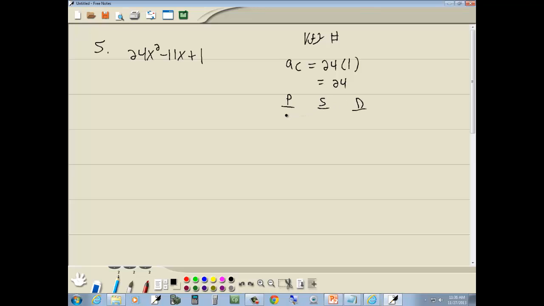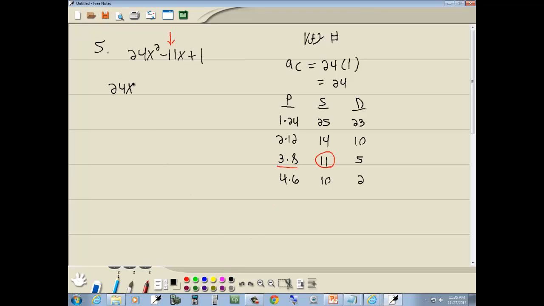Come up with our 3 columns. We write down all products that give us 24. We got 1 times 24, 2 times 12, 3 times 8, 4 times 6. Add them together, S for sum. 1 plus 24 is 25, 2 plus 12 is 14, 3 plus 8 is 11, 4 plus 6 is 10. Difference, we'll subtract them. 24 minus 1 is 23, 12 minus 2 is 10, 8 minus 3 is 5, 6 minus 4 is 2. The number we're looking for is the number in the middle term, which is 11, which is right here, which means we use 3 and 8.